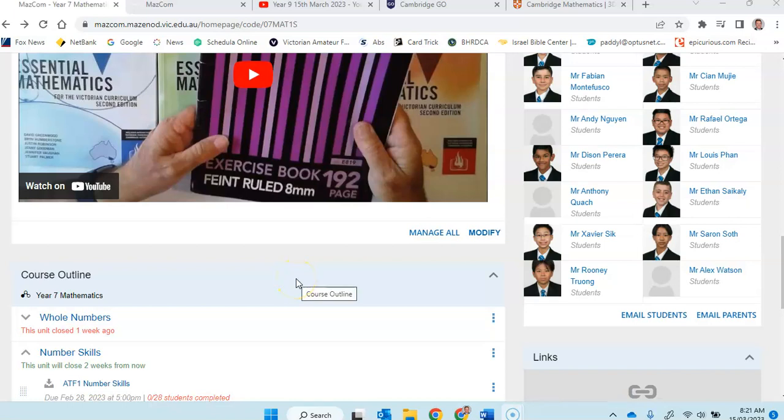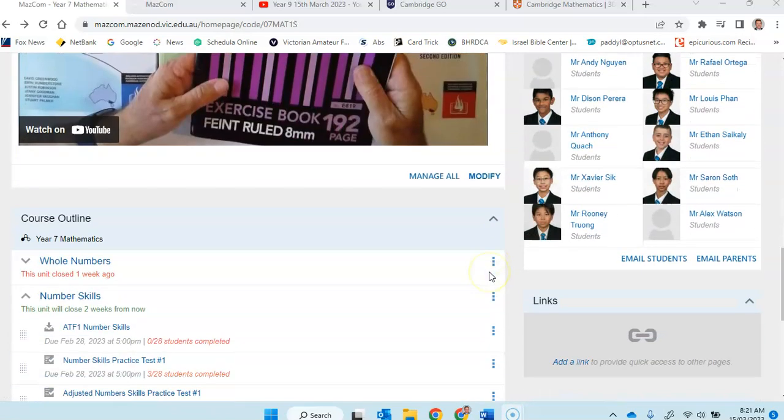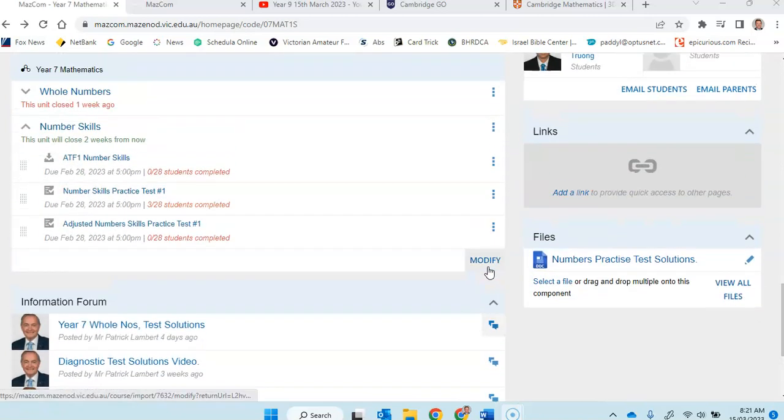Hello, Year 7. I'm away at a funeral, unfortunately, so I can't be there. But let's have a look at where we're up to in our maths and see where we should be.